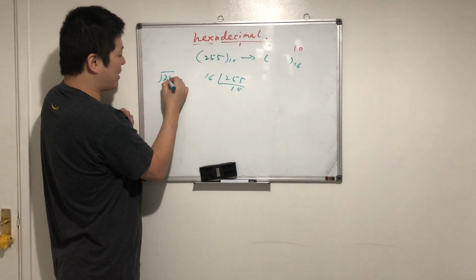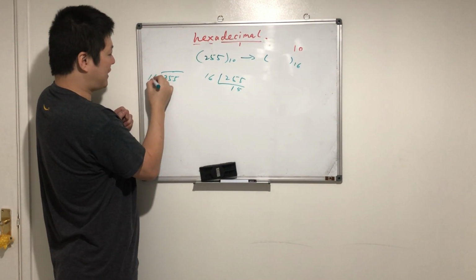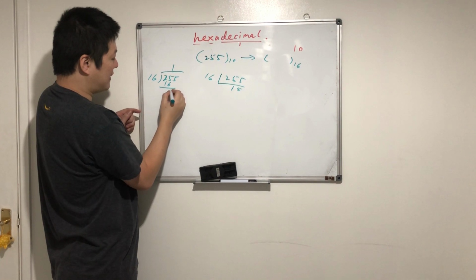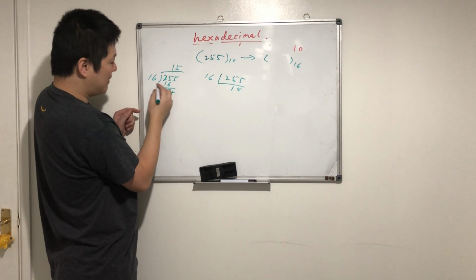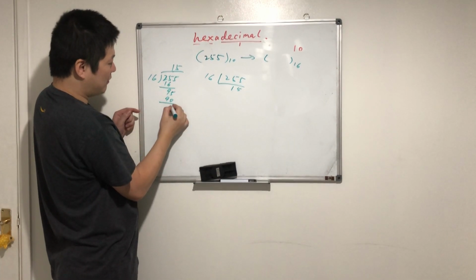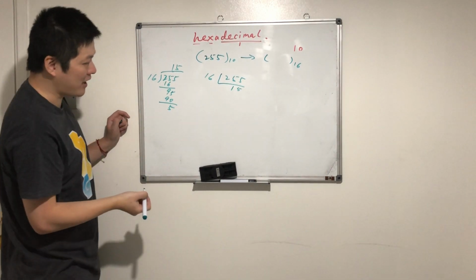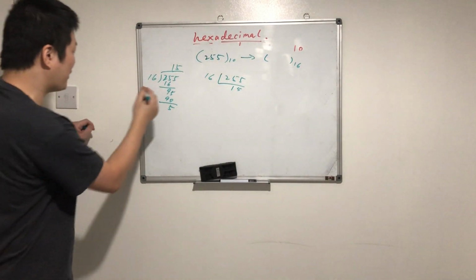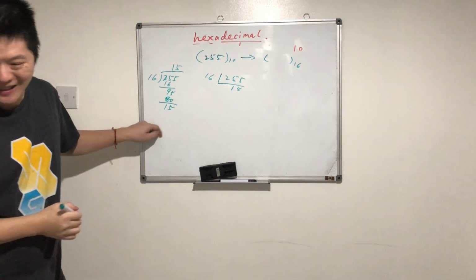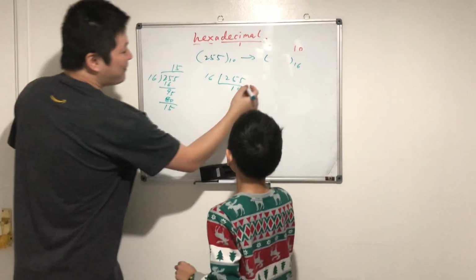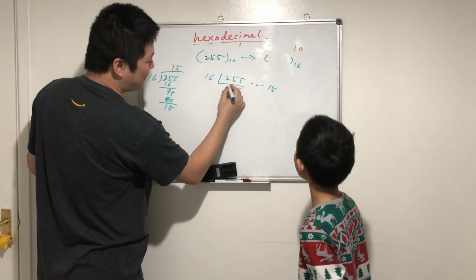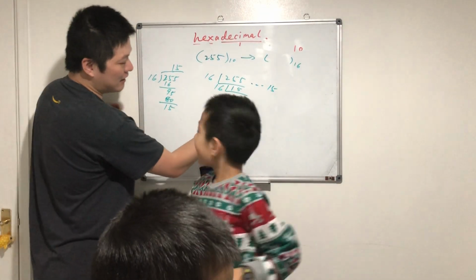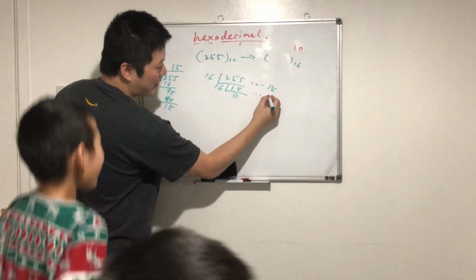I'm not sure. How do you know? 16 times 1 is 16, that's 9, 5. 15 remaining 5, right? No. Oh, 15. Yeah, I told you so. 15 remaining 15, and divided by 16, what's that? 0 remaining 15.